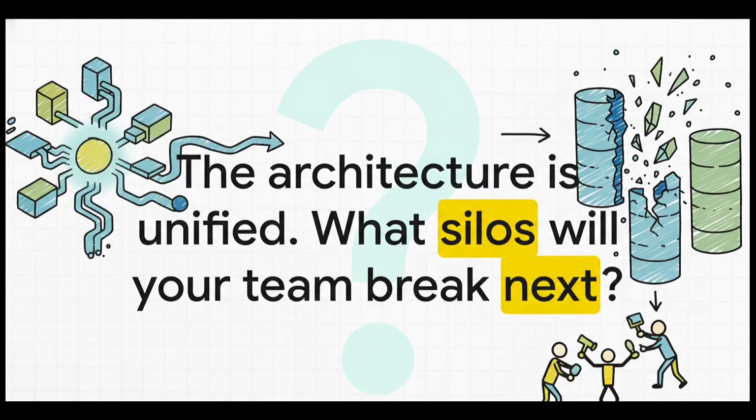This whole architecture is designed to break down the technical barriers that used to exist between data lakes and warehouses. But its real power? That comes from breaking down the human barriers between teams. So the question I want to leave you with is this. With the technology unified, what silos can your team break down next?